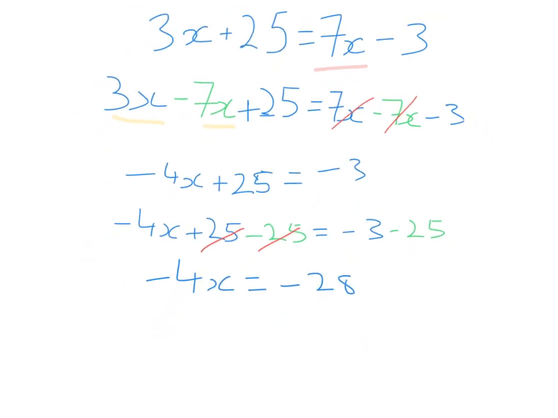Now to get x by itself, we're going to divide both sides by minus 4. Minus 4 divided by minus 4 on the left hand side cancels out, so we're just left with x. And on the right hand side, 28 divided by 4 gives us 6. And a minus divided by a minus will cancel to give us a positive 6, or regular 6.